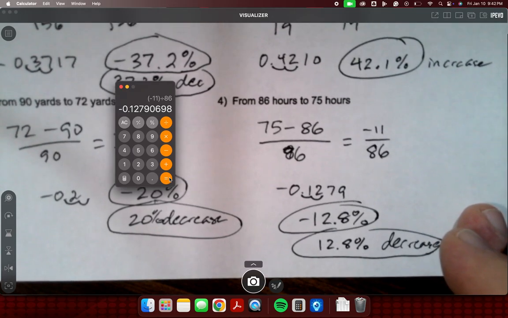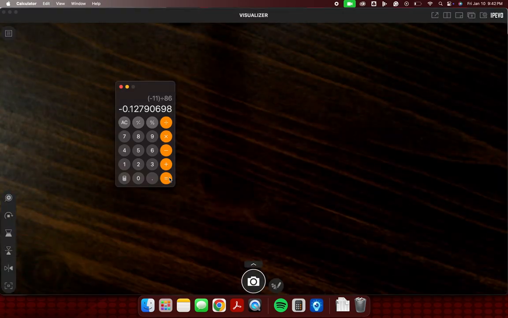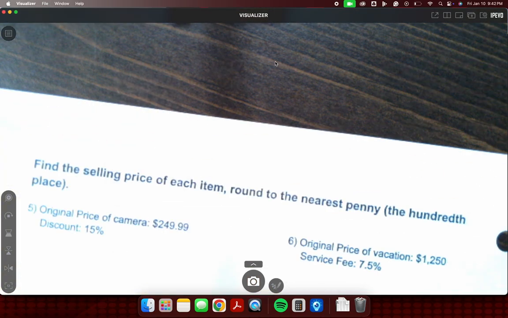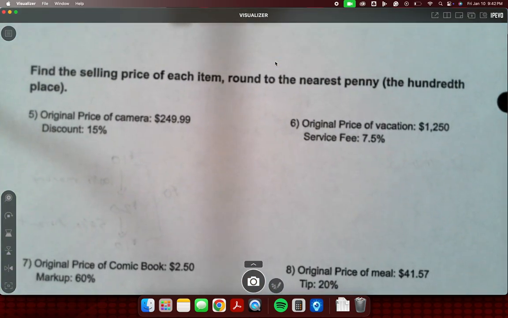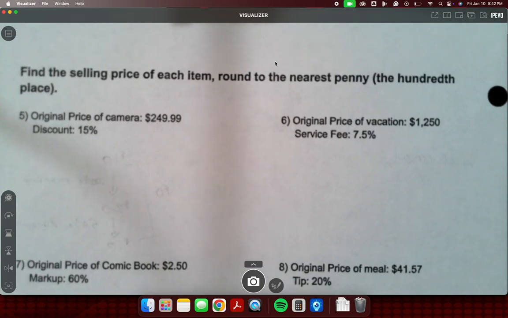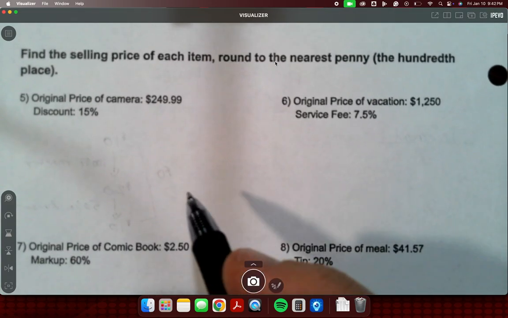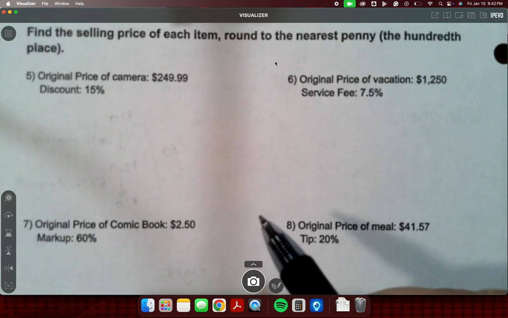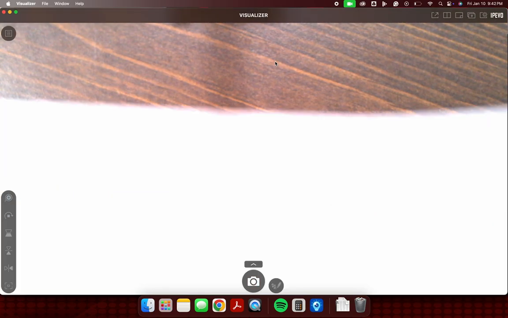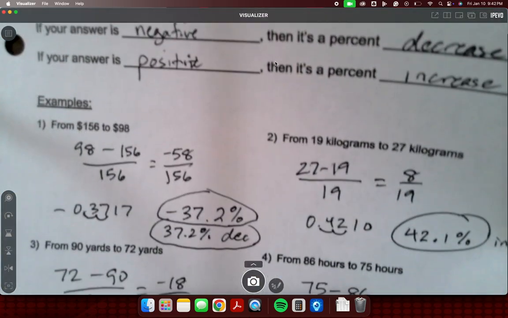Okay, so that's the new stuff. I want to review a little bit from the previous lesson here on the back as well. So this is going back to discounts, fees, markups, and tips, and things like that. So this is a review of the last section. Everything you need to know about percent of change you can see on the front page.